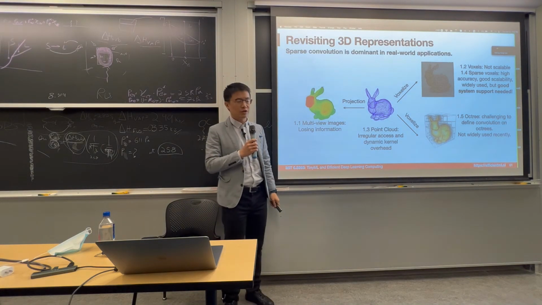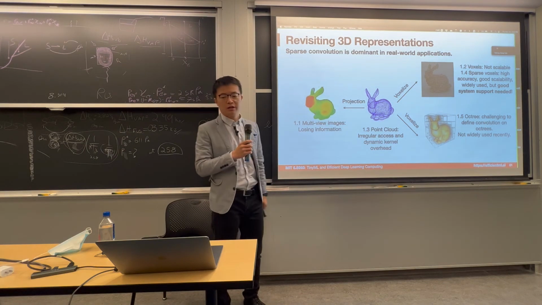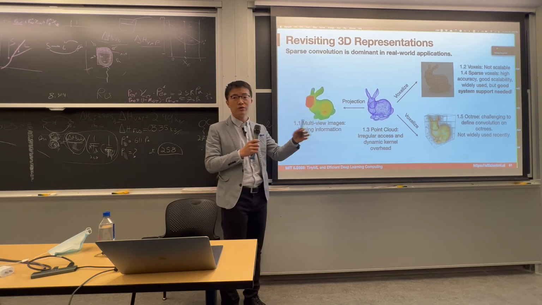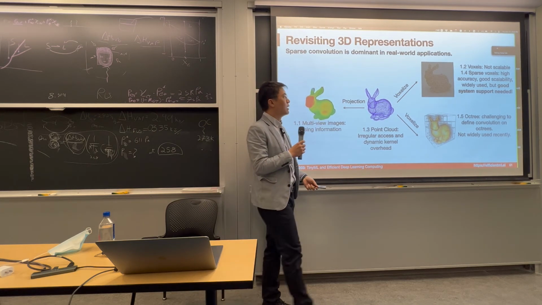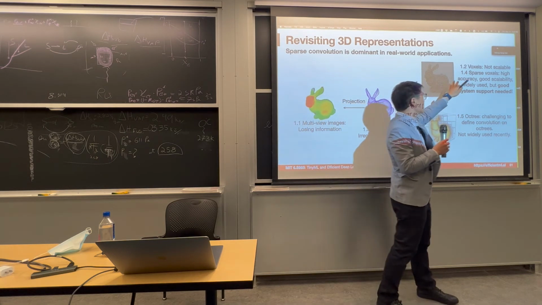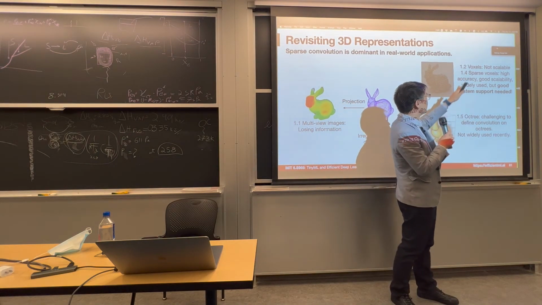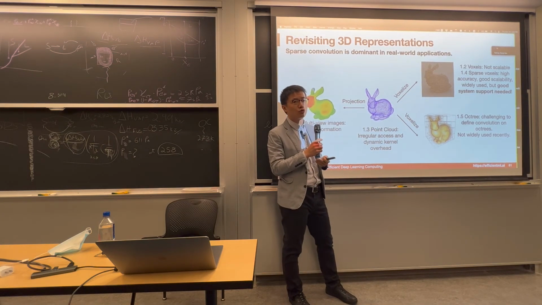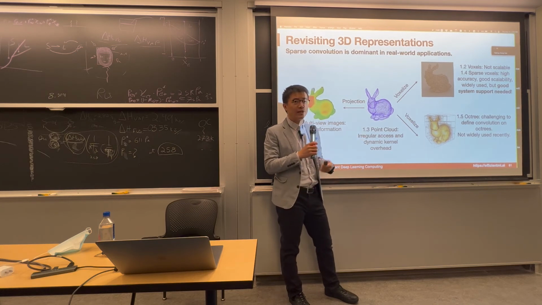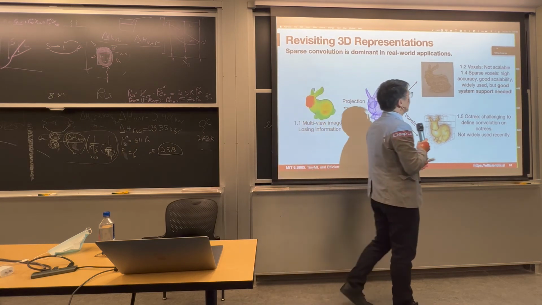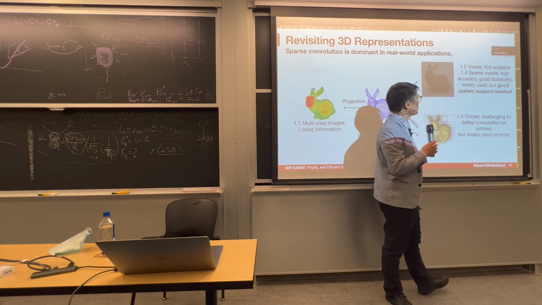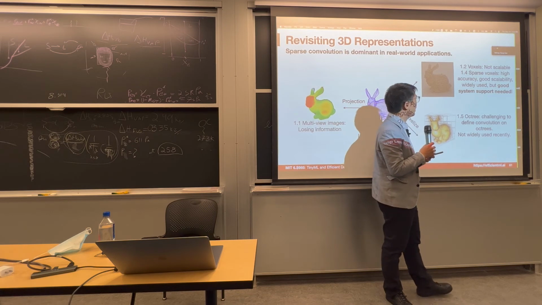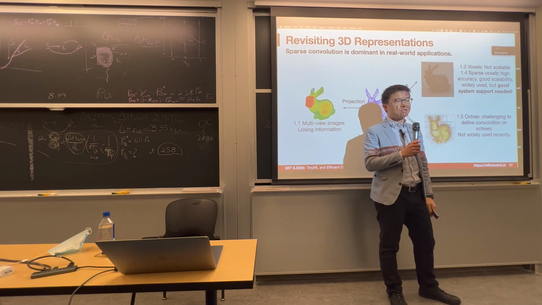Okay, so we just want to revisit different methods of 3D representations. By using multi-view images, we lose information and have distortion, right? And by using voxels, the memory grows cubically with the resolution and is not scalable. And then we introduced the point cloud representation, which results in irregular access and dynamic kernel overhead. Then we introduced sparse voxels. Okay, it has high accuracy, good scalability, and is very widely used, but it requires efficient system support.